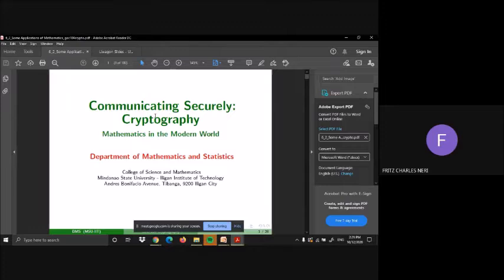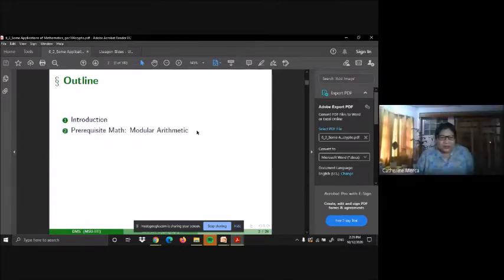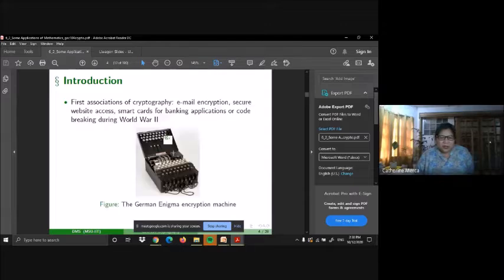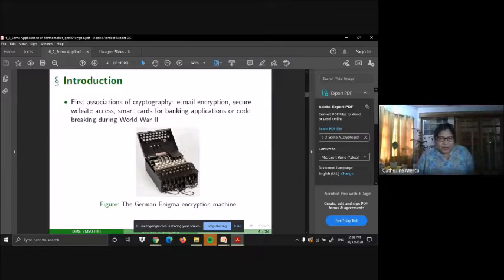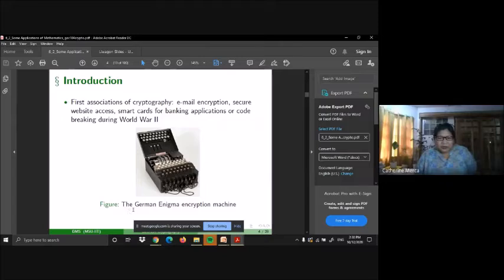Okay, good. So we go to the following. These are the references. So we are going to discuss your basic terms in cryptography. Just the basic ones we will use so that you can understand. Shift cipher, substitution cipher. The other things, we won't. This one is actually a machine which was done by Germans. The German Enigma encryption machine during World War II.